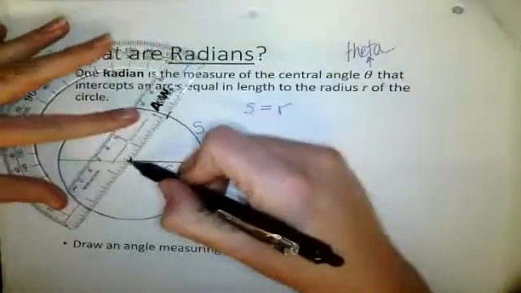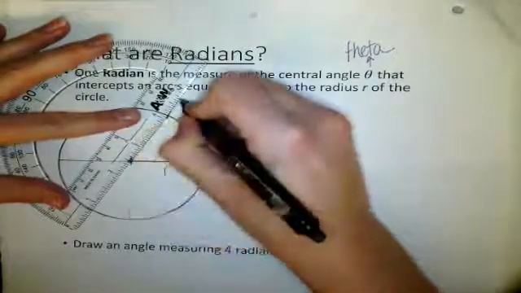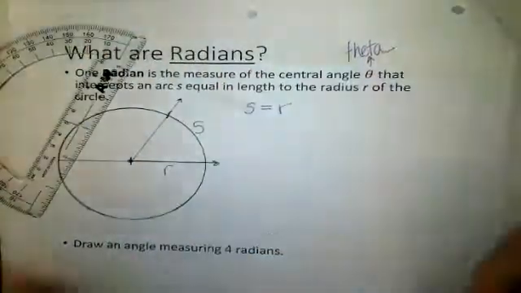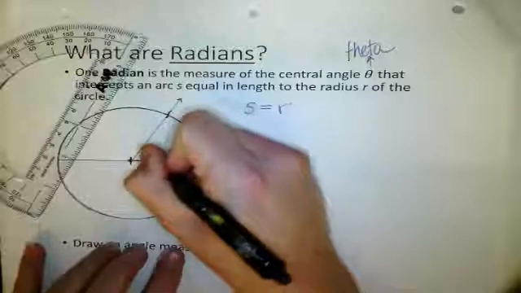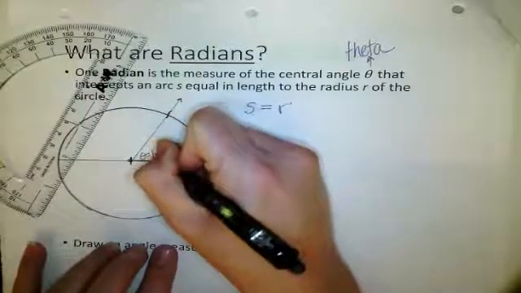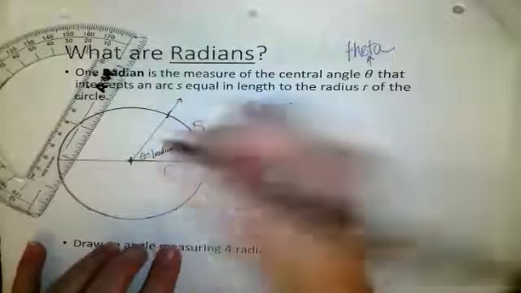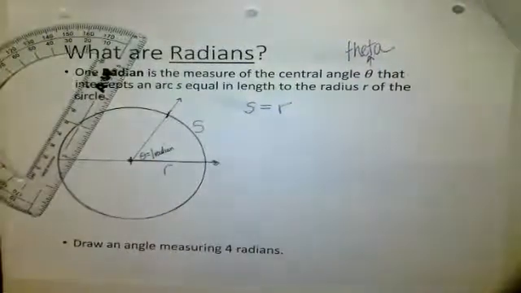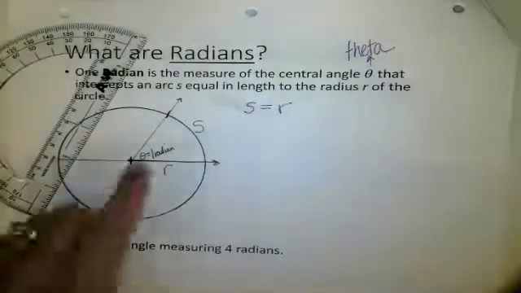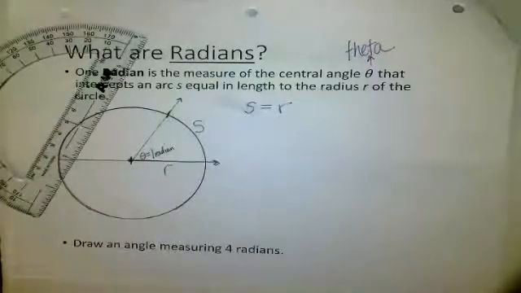I can now connect and draw in my central angle. This is my central angle theta that happens to be equal to 1 radian. We just drew 1 radian. 1 radian really means the length of a radius around this circle. What angle is that? That angle theta is the measure of 1 radian.